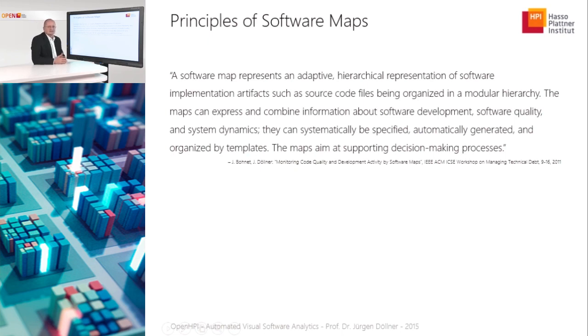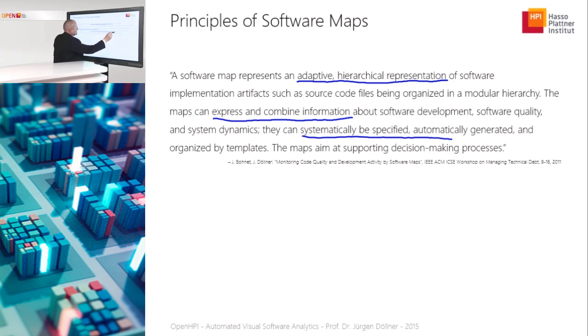And it's also stated the ultimate goal behind software maps within software analytics. The maps aim at supporting decision-making processes. So we see the most fundamental property. It's an adaptive hierarchical representation. It expresses and combines information about different aspects of software development. It can systematically be specified and automatically generated, and it can be organized by templates. These are the fundamental properties of software maps.